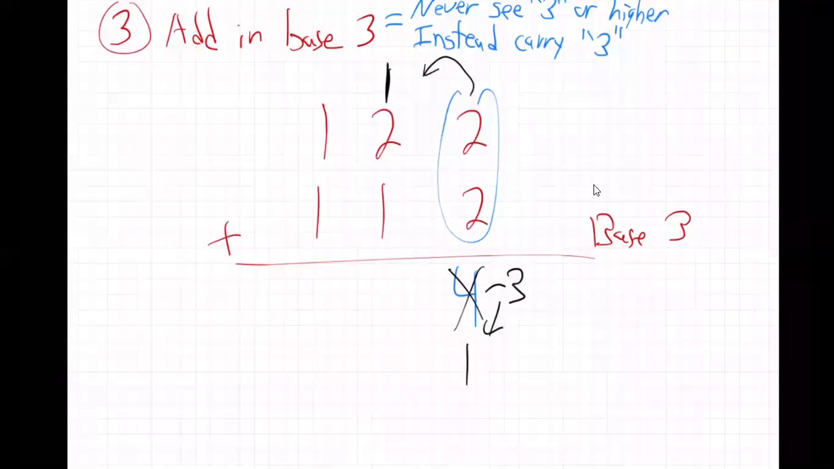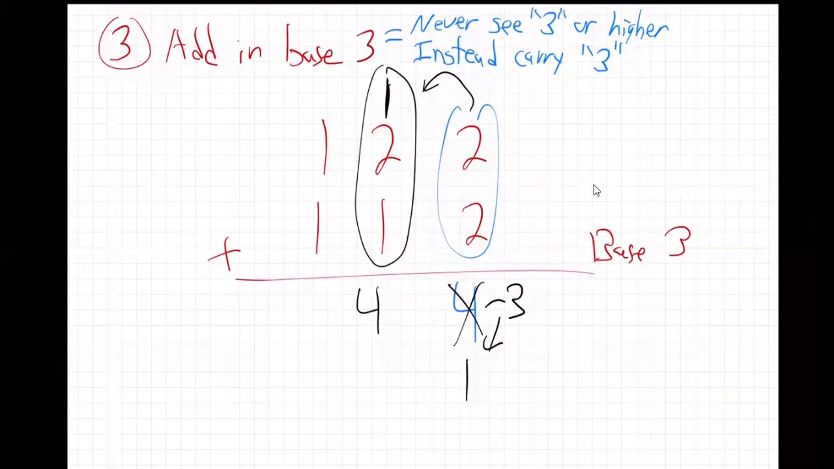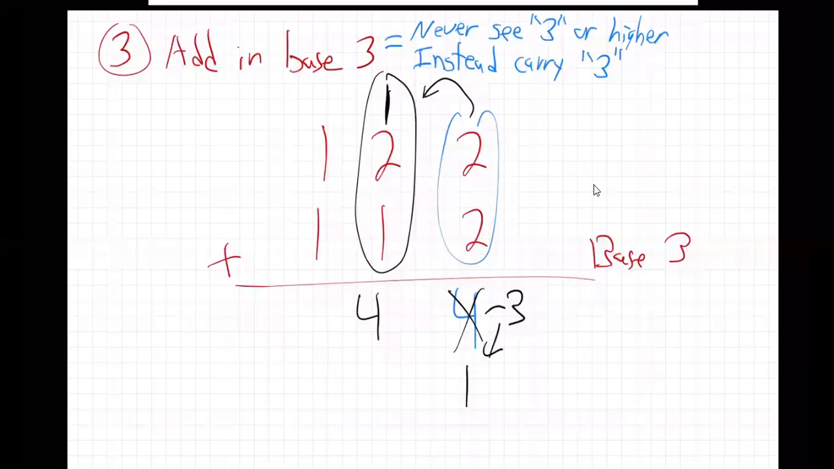And then we go right back to adding again. Now we add these up. That makes 4 again, right? 1, 2, and 1 makes 4. And we're never going to see a 3 or higher. So we can't have that. So what are we going to do?